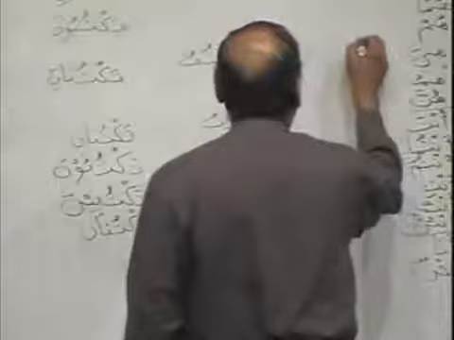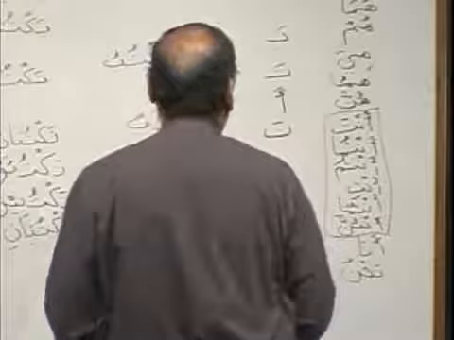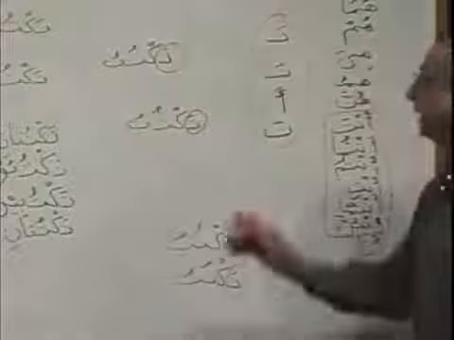Ya, ta, alif, and noon. These are the signs of mudariya. Ya, ta, these are your signs of mudariya. They are not your file. Okay, brother, I put them in a separate group.